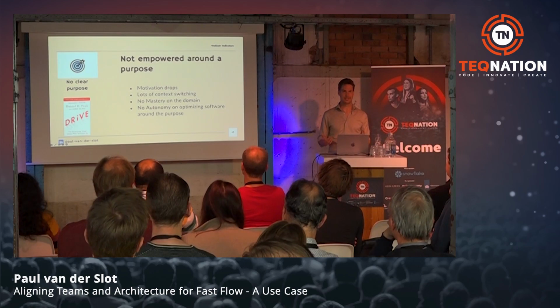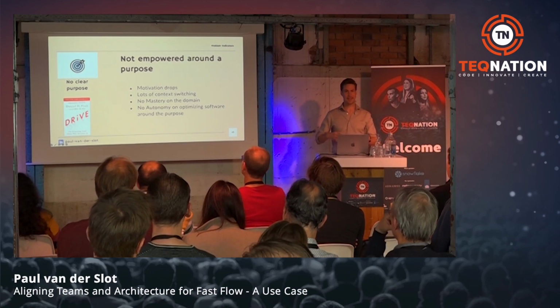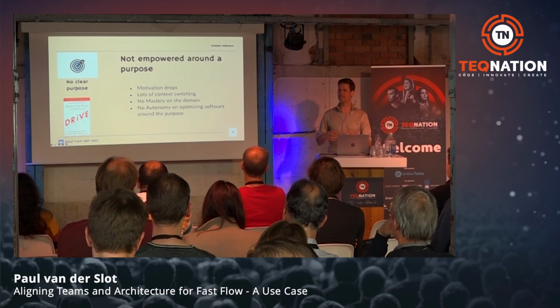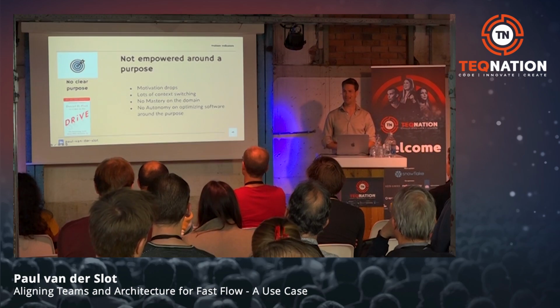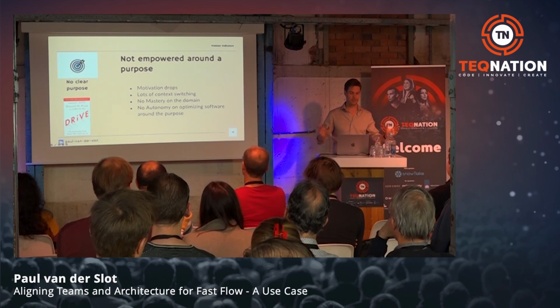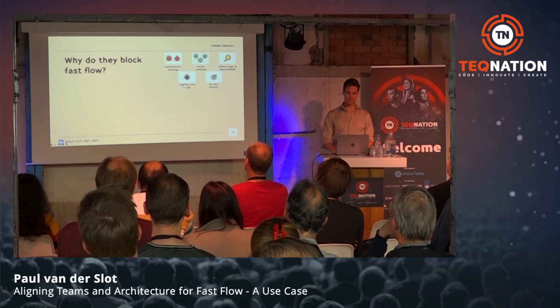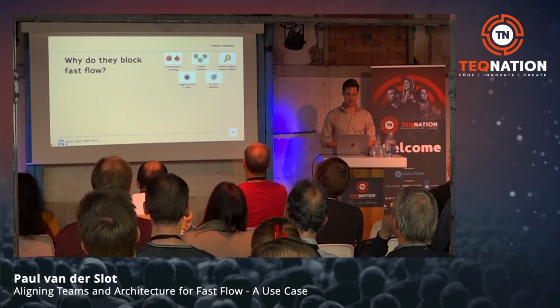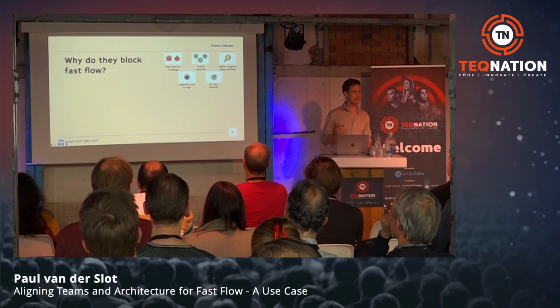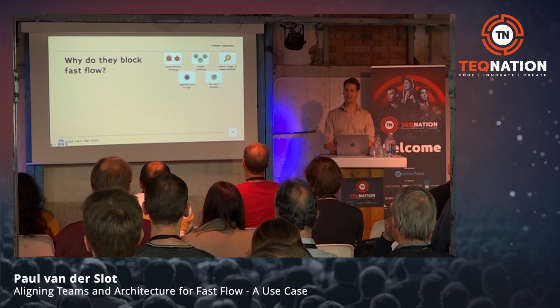The team also has no autonomy on optimizing software around the purpose, because if they had a clear purpose, they could do the things that mattered the most. But now they're just handling different requests from everywhere, because they are working on so many different things. So, these were the problem indicators that I want to talk about. And if you think about it, why do they block fast flow? Why these problem indicators?